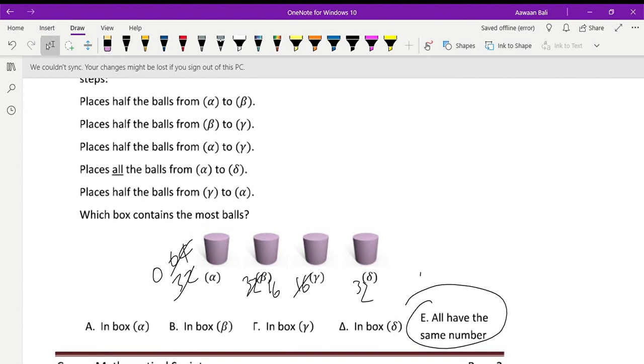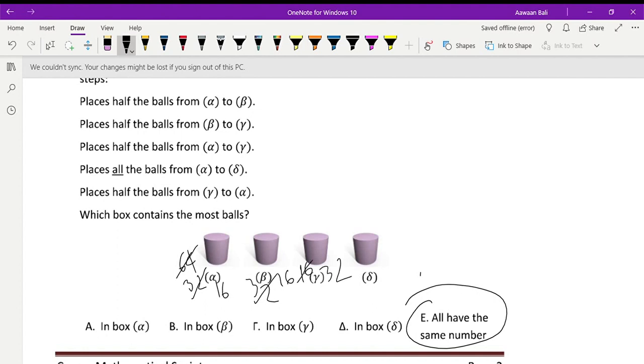Yeah, beta to gamma. I missed something. Sorry. Okay, wait. Let's start again. So since alpha has 64, and we have it 32 and 32. Half the balls from beta to gamma, so 16 and 16. Half the balls from alpha to gamma. So there'd be 16 here, and there'd be 32 here now.